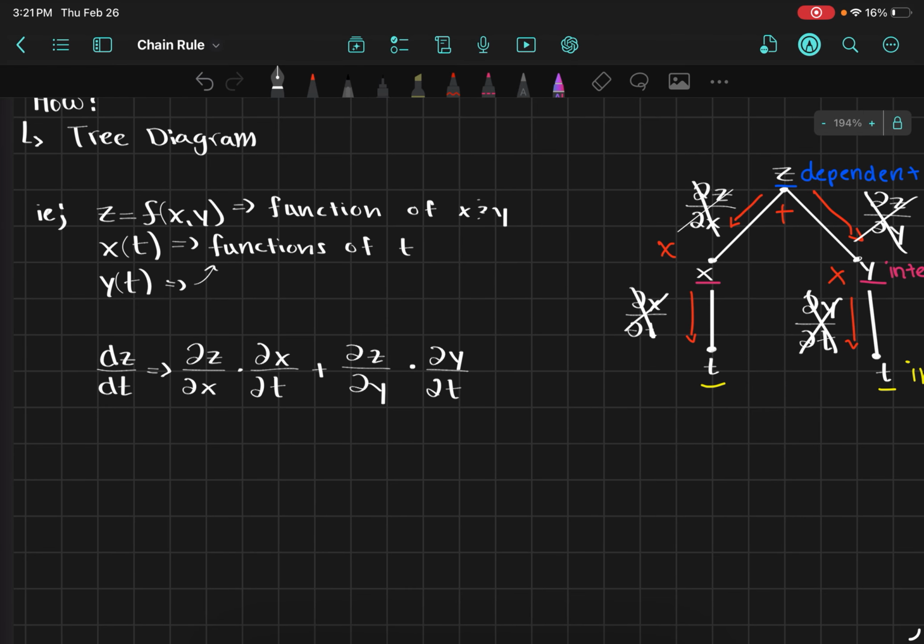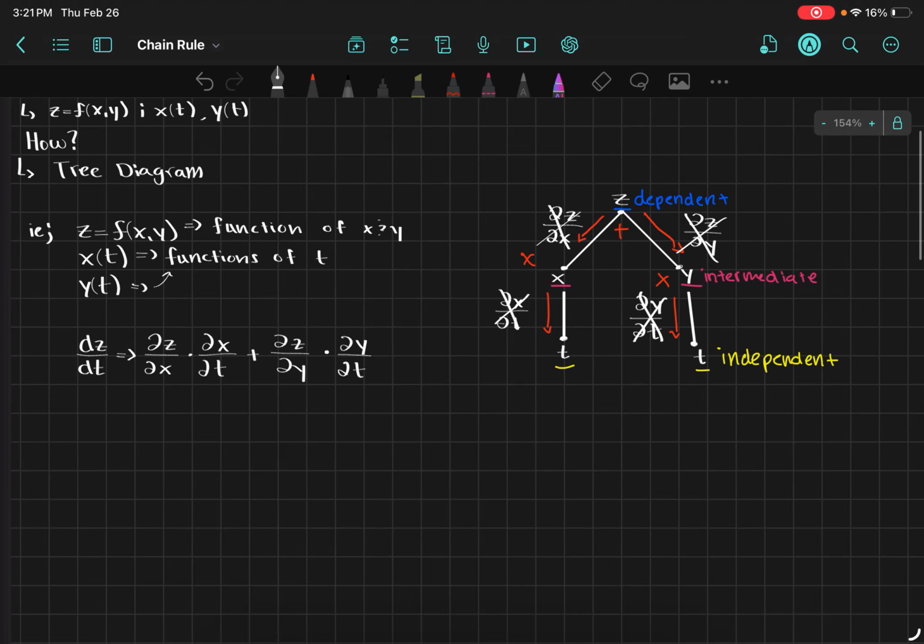So for our z is equal to f of x, y, function of x and y, and our subfunctions, functions of time, we have a dependent, two intermediates, and one independent variable. That is the brief concept of what the chain rule is. Colloquially, we can say that it is the sum of all paths from z to t. So that's essentially what it is. Okay, let's dive into an example right now.